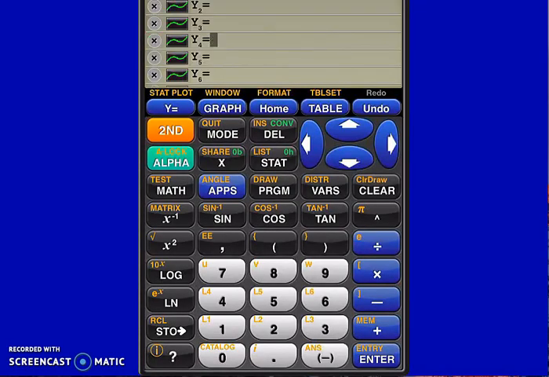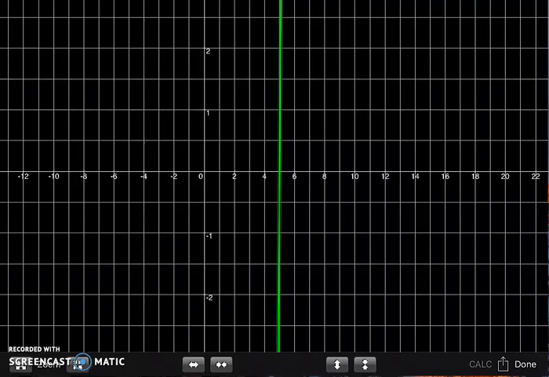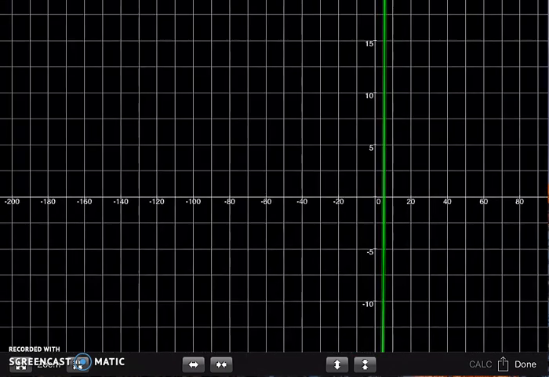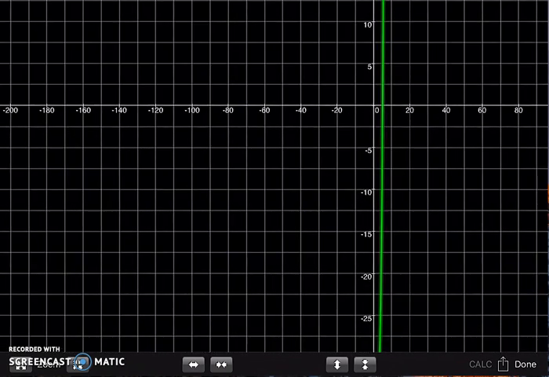So I'll clear out that one if there is anything in there. And we'll do x to the third minus 5x squared plus 7x minus 35. And graph it. Okay, so it looks like a straight line, right? So I'll zoom in if you guys are doing this on your calculator.